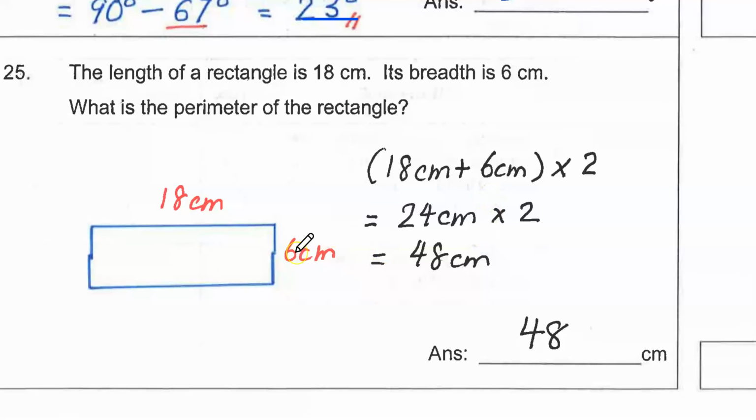The length of the rectangle is 18, the breadth is 6 cm. Given length and breadth, it should be easy. Perimeter is 18 plus 6, one set of length and breadth. So there are two sets, 18 here, 6 here. That is why you bracket them, you add them, times 2. 18 plus 6 is 24, times 2 is 48.